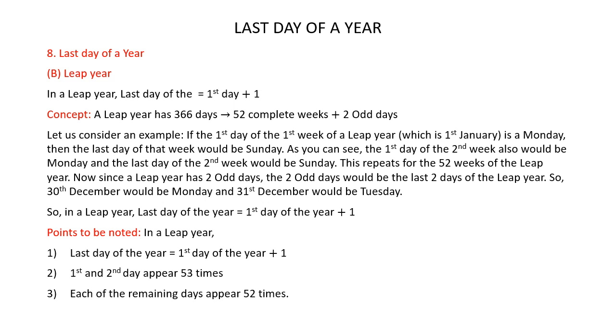In a leap year, the last day of the year is equal to the first day of the year plus 1. In an ordinary year, the last day of the year is equal to the first day of the year. In a leap year, the first and second day appear 53 times. In an ordinary year, the first day appears 53 times. In a leap year, each of the remaining days appears 52 times. And in an ordinary year also, each of the remaining days appears 52 times. Hope you have understood this concept.